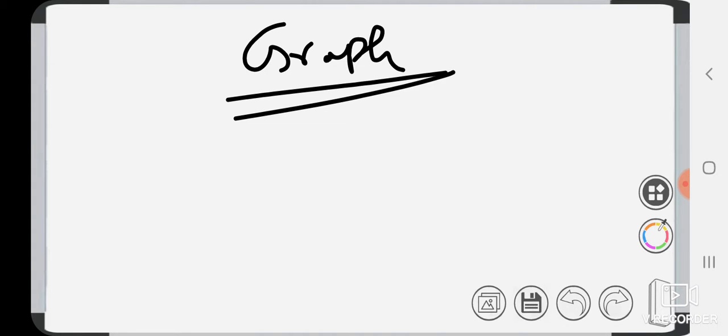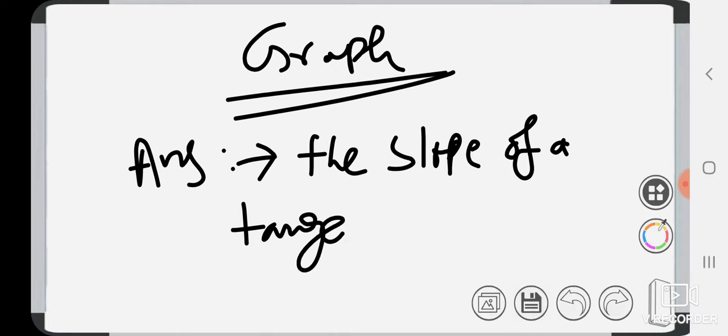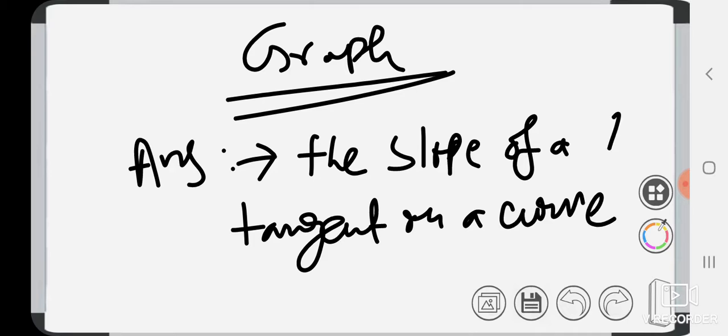Okay. So what a derivative exactly represents, I'm answering the question of what a derivative exactly represents. It represents the slope of a tangent on a curve, any curve. So the slope of a tangent on a curve.